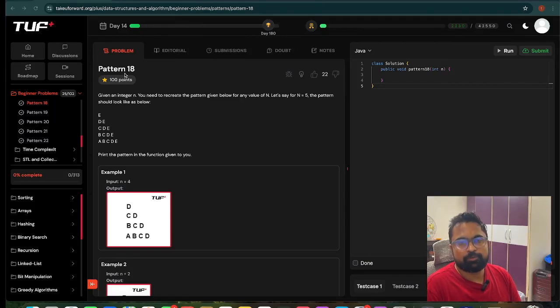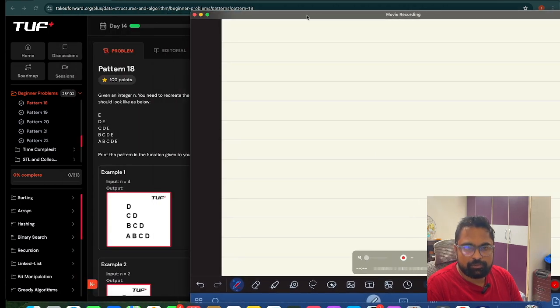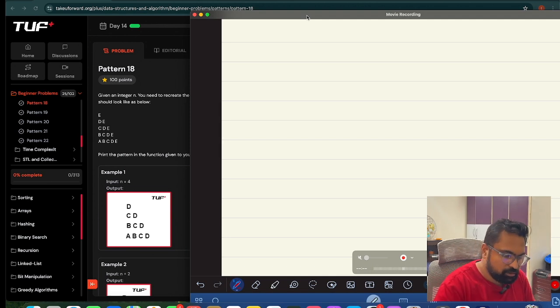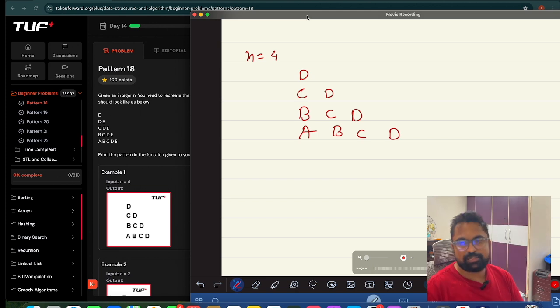So today we are going to solve pattern 18 from TUF Plus. So let's try to understand this particular problem. Here also we are given an integer number n and we want to draw a pattern something like this. Let's take the n equal to 4 example. In this case we are drawing D, then C D, then B C D, and one last A B C D. So this is the pattern.